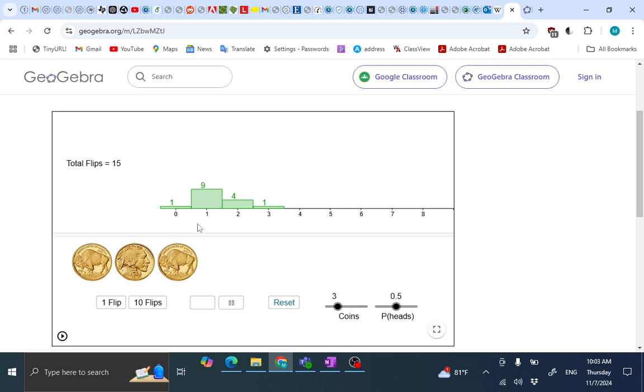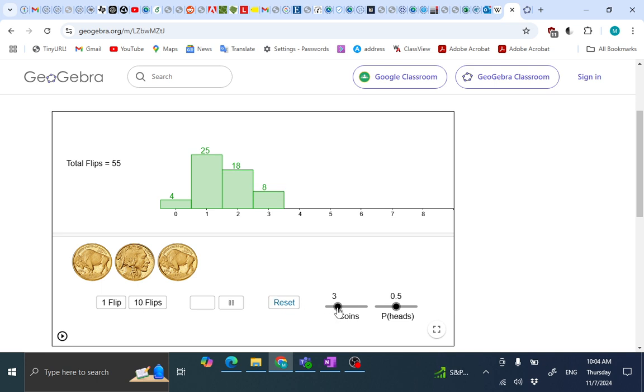So we see that in 9 cases there was a single head. In 1 case there were all tails. In 4 cases there were 2 heads. In 1 case there were all heads. And we can repeat this thing again and again. You see a particular curve showing up. Later on we are going to talk about this so-called normal distribution or bell curve. That's very famous. We are going to do that.